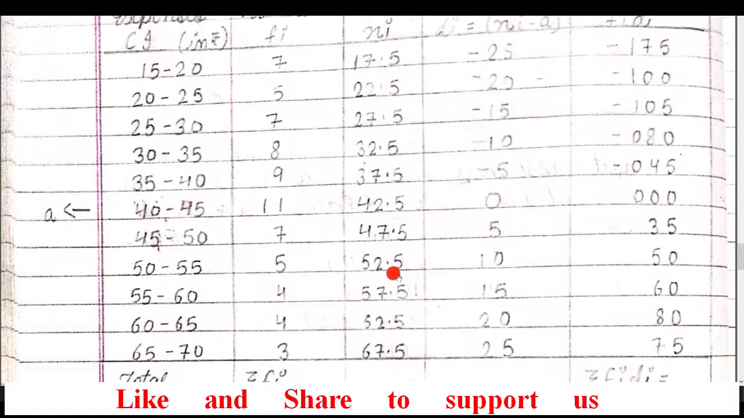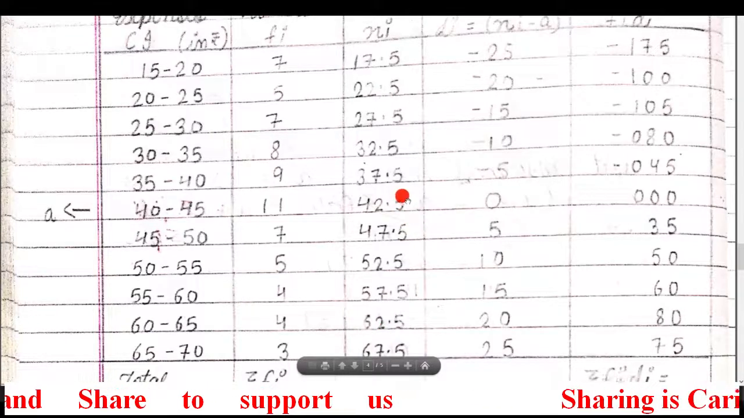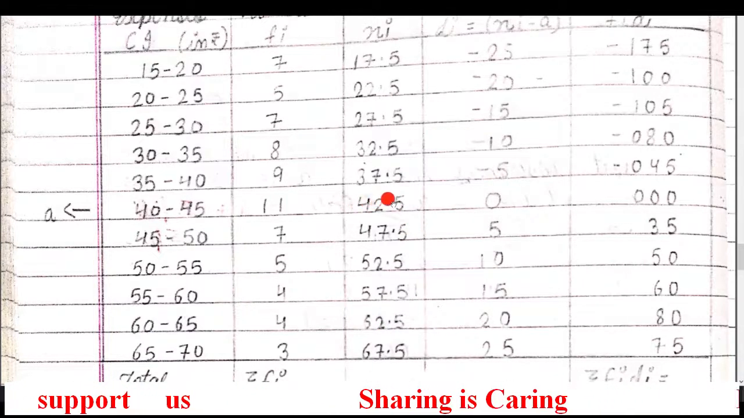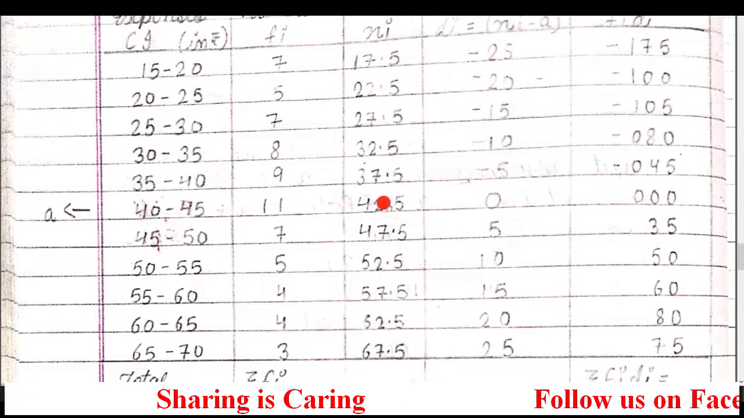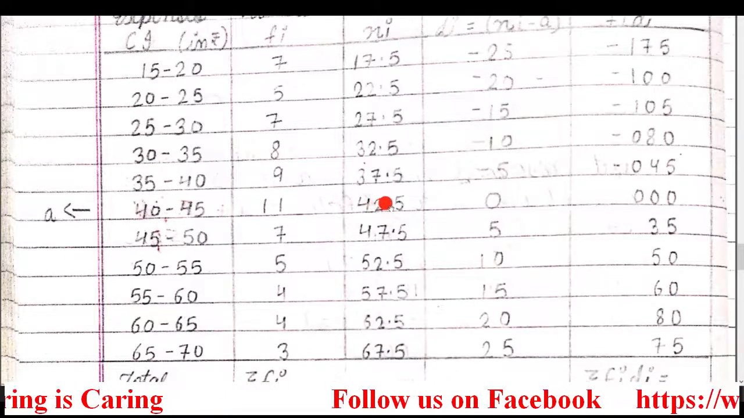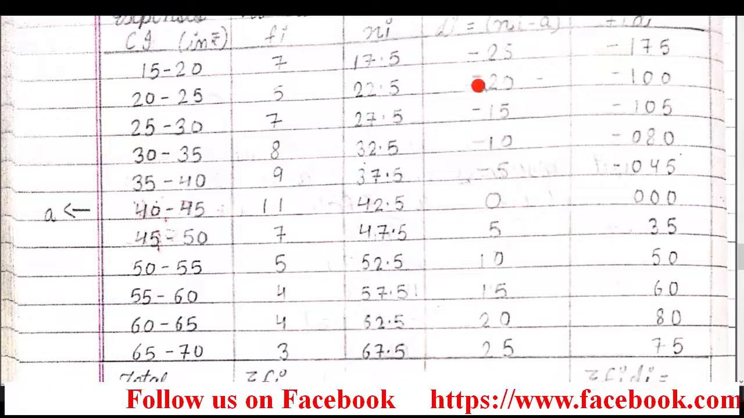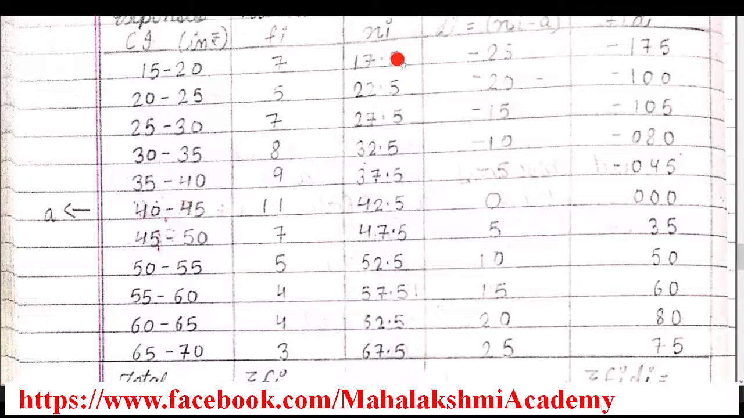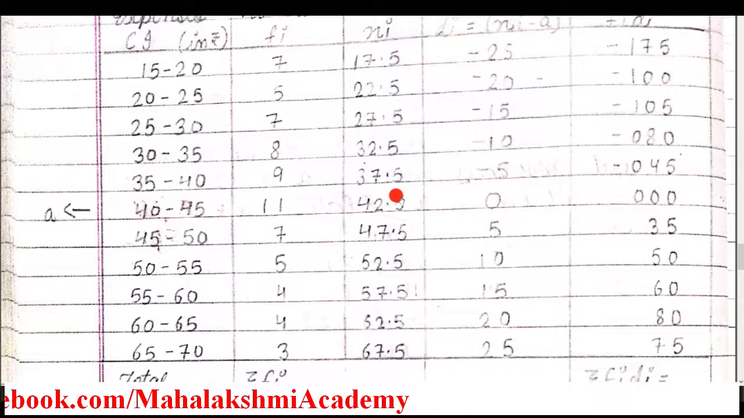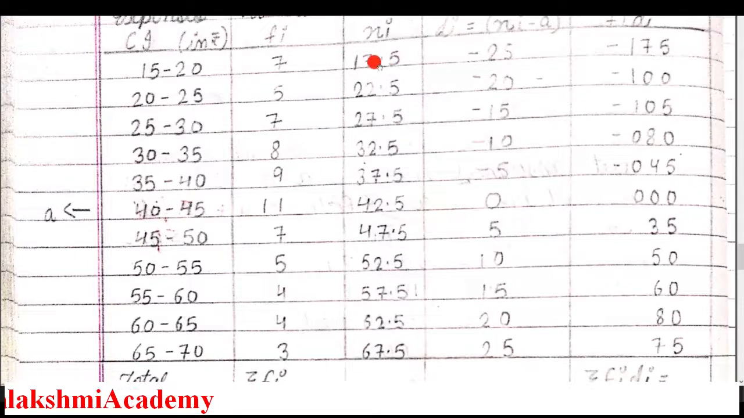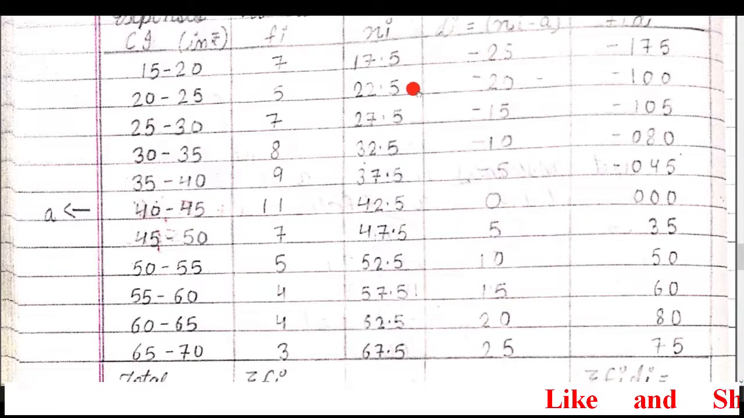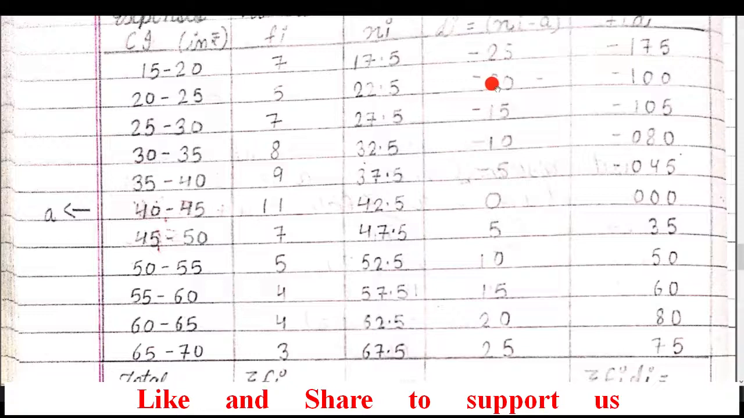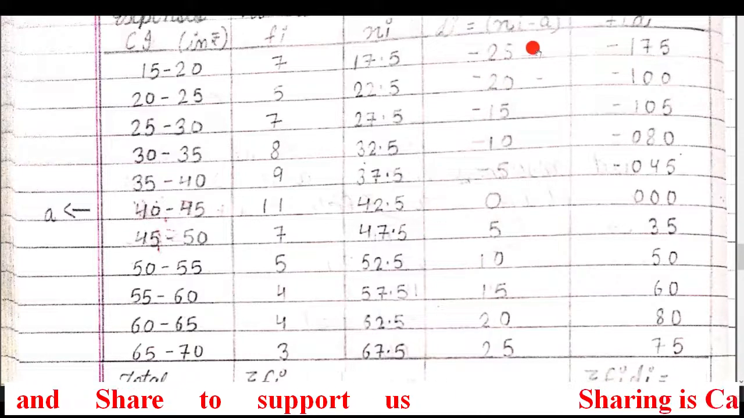After obtaining the class mark, from the middle of it you have to assume the mean. So I assumed 42.5 as the assumed mean. So A for us is 42.5. Now we have to find di. di is xi minus A. That is 17.5 minus 42.5, and the answer is going to be minus 25. In the same way, 22.5 minus 42.5 will give you minus 20. Like this, just fill in all the data here.